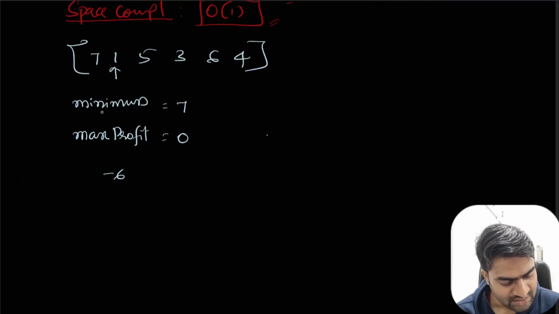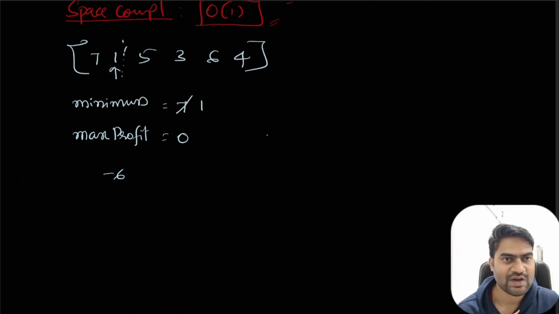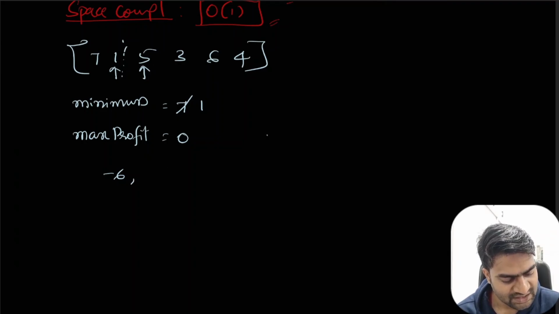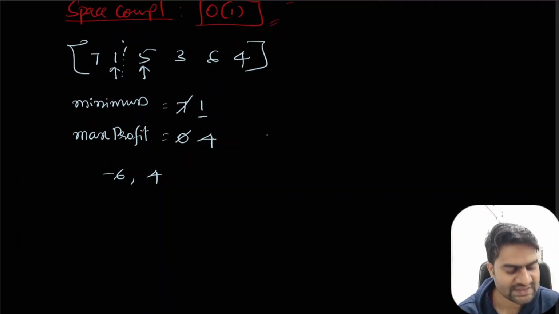Now, until this day, 7 was the minimum, but if you pass this day, what will be the minimum value? Now it will be 1. So I will update my minimum with 1. Now let's move to the next value. Now I have 5. If I sell it at 5, since I bought it at the minimum value 1, my profit will be 4. So I will update my max profit with 4 because it is greater than the current max profit, which is 0.